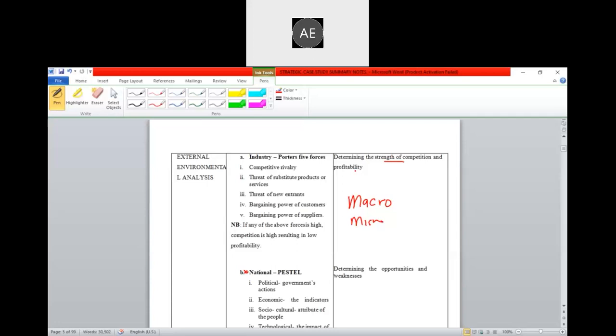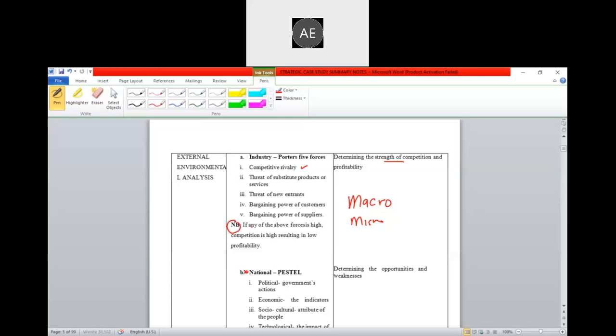Okay, so the five factors or the five forces that will determine the level or the strength of competition in the industry are the competitive rivalry, the rivalry among the existing firms. Then the next one is threat of substitute products. We have threat of new entrants, the bargaining power of customers, and the bargaining power of suppliers.